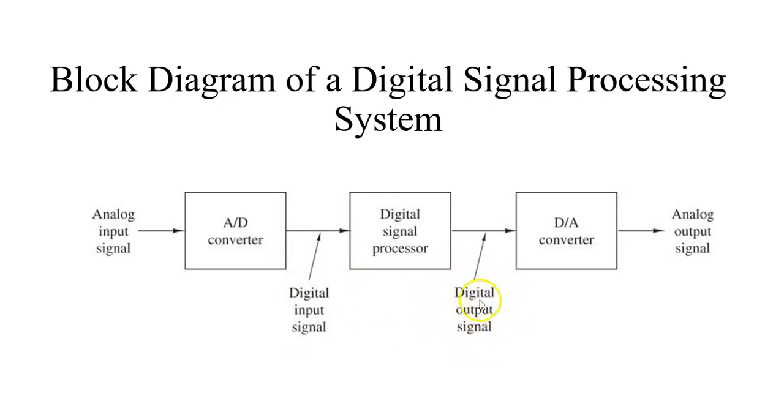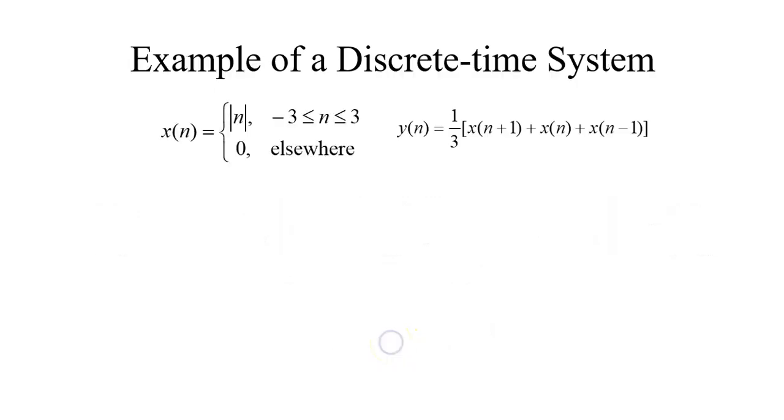After that, we can convert our signal again from digital to analog in order to have our analog output. Of course, because of the implementation of the digital signal processor, the analog output signal will be different from the analog input signal. This is a very basic block diagram of a digital signal processing system.